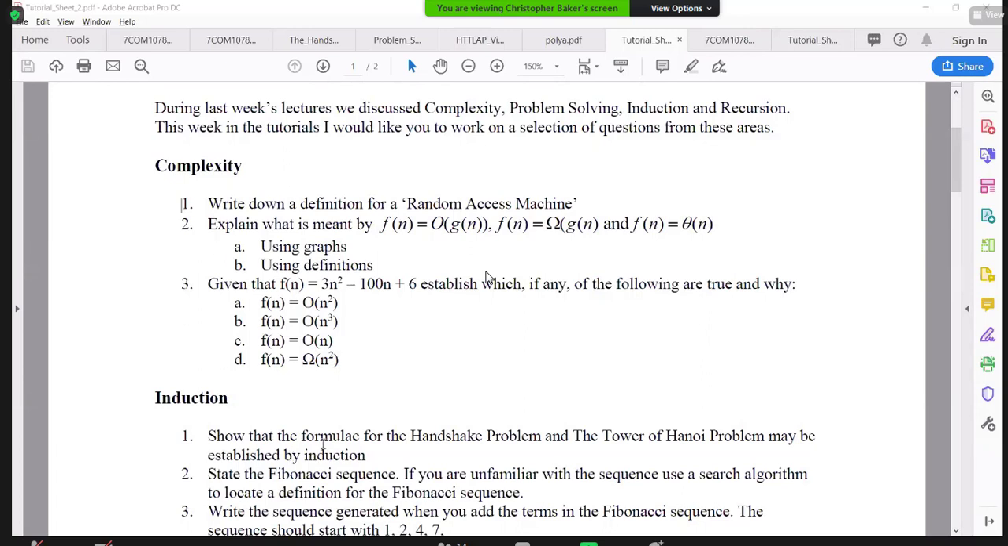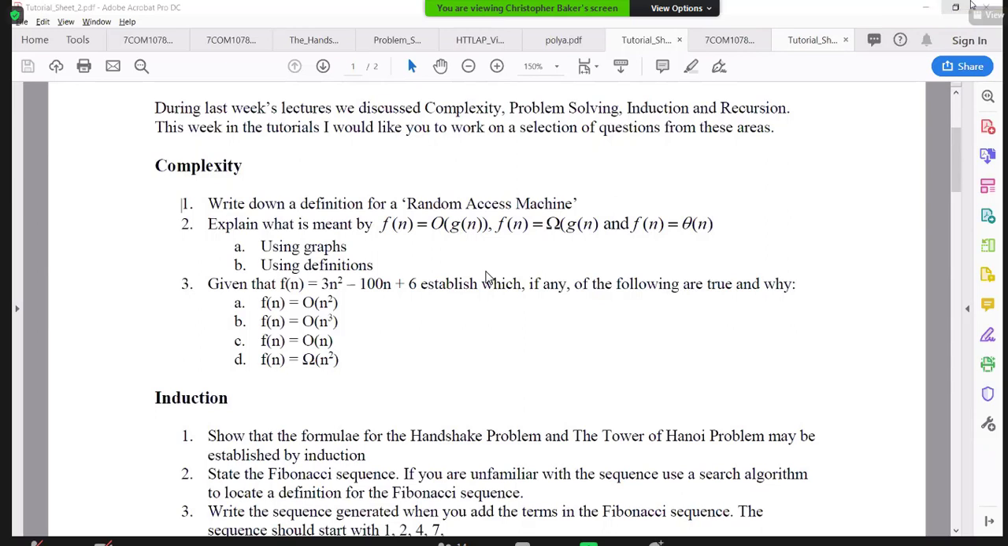Okay, so good morning, everybody. Today we'll be looking at the following questions. As usual, I'll be around to help out as well. The first thing to do is to look at your lecture notes, or you could use Google, etc., to write down a definition, or your definition in your own words as much as you can, for what random access machine means.